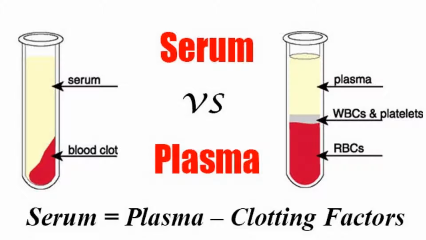Plasma with all the clotting factors removed is called serum. It resembles plasma in that it has a clear amber appearance.